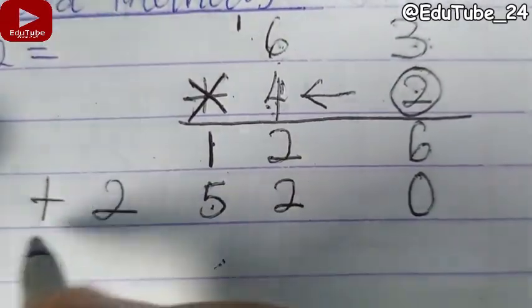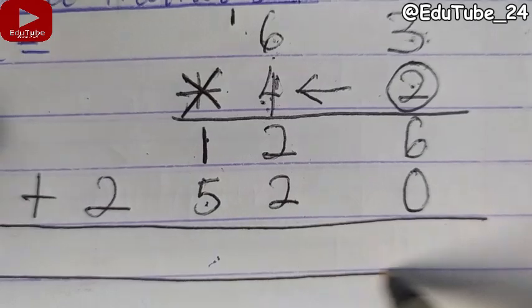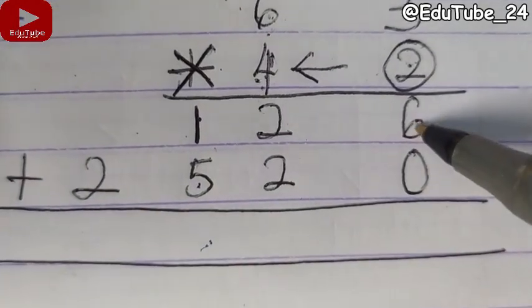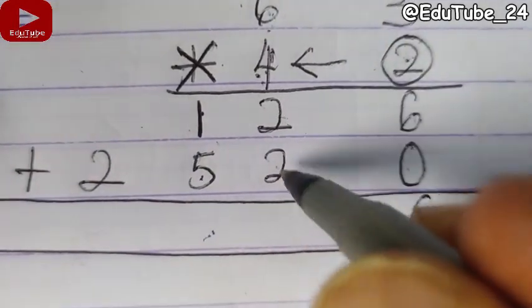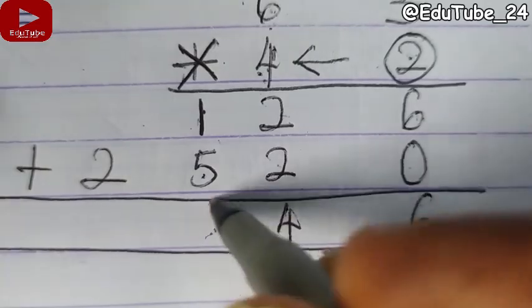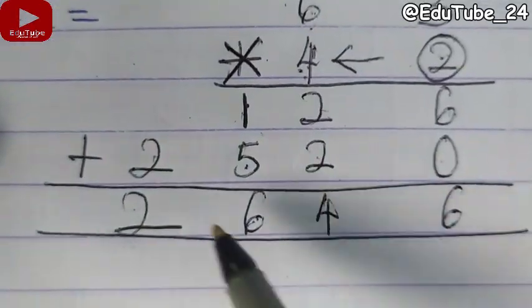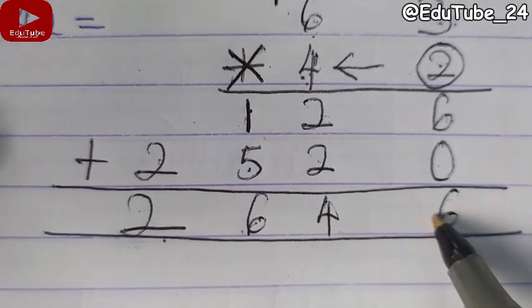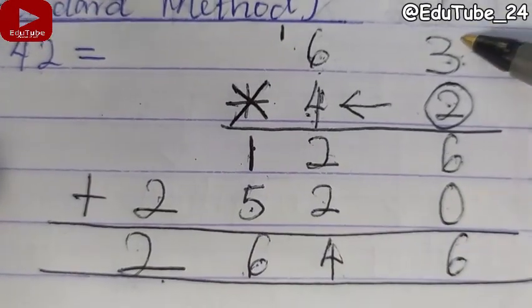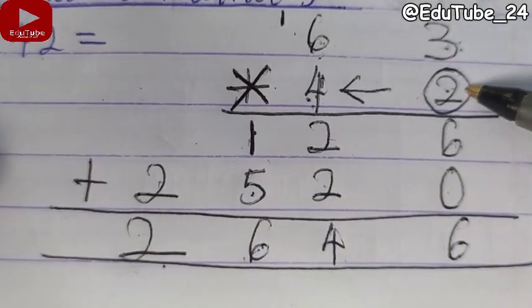Then you put your plus and rule your line. Then you add the numbers together. So 6 plus 0, 6, 2 plus 2, 4, 1 plus 5, 6, and 2 plus nothing, you have what? 2. So basically 2646 is the product of 63 and 42.